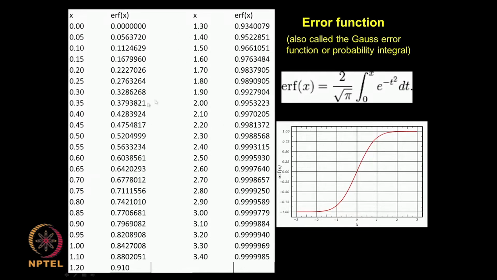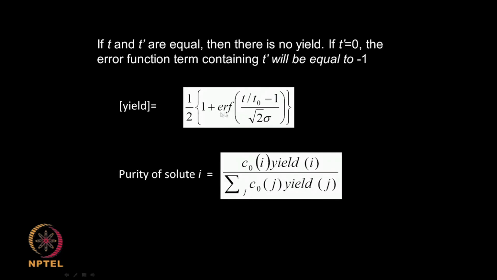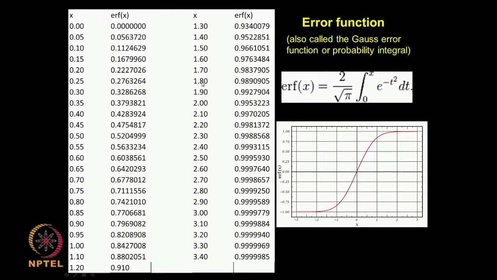So, this table is very important if I want to calculate, for example, the yield if I am collecting samples from time 0 to time t. Okay, I use this equation. I will calculate all these terms and the argument of the error function, then I go to the table, pick up the corresponding value and substitute it there. That is how it works.